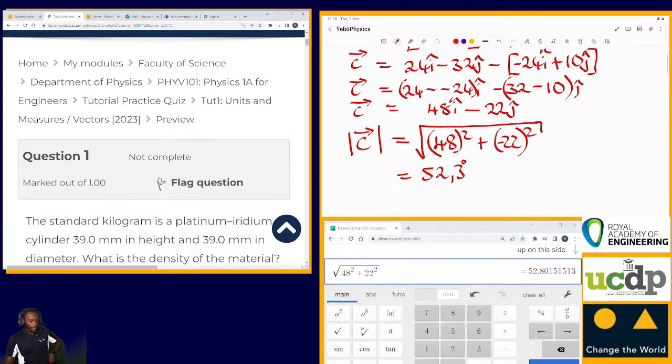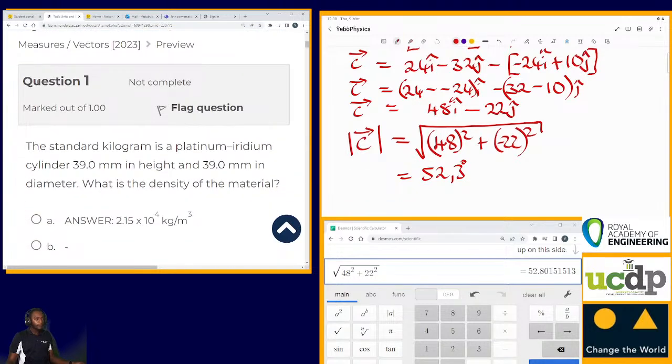Are you getting the answer that I'm getting as well there on that part of the question? Or we are getting different answers? I am getting 52.8. Is that what you are getting as well?